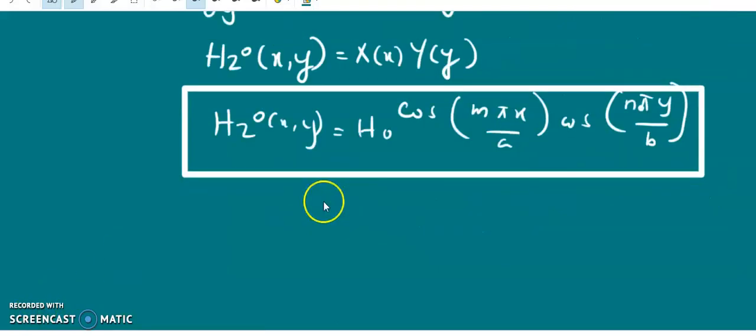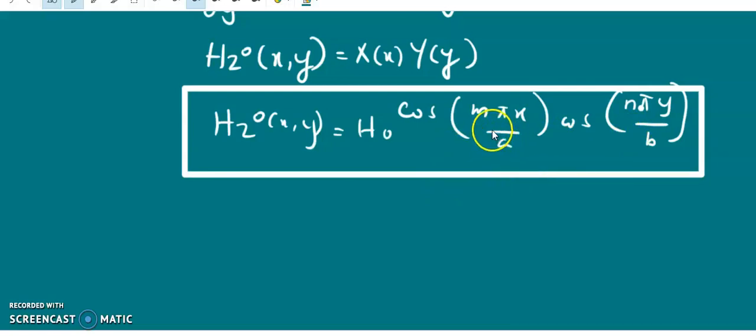And since these are cos functions, we can see that either m or n can be 0 here. So if m is 0, Hz0 is H0 cos 0, which is 1, so H0 cos(nπy/b). So it's a function of y alone. When n equal to 0, Hz0 is equal to H0 cos(mπx/a). It's a function of x alone. So either m or n can be 0, but both are simultaneously not equal to 0.